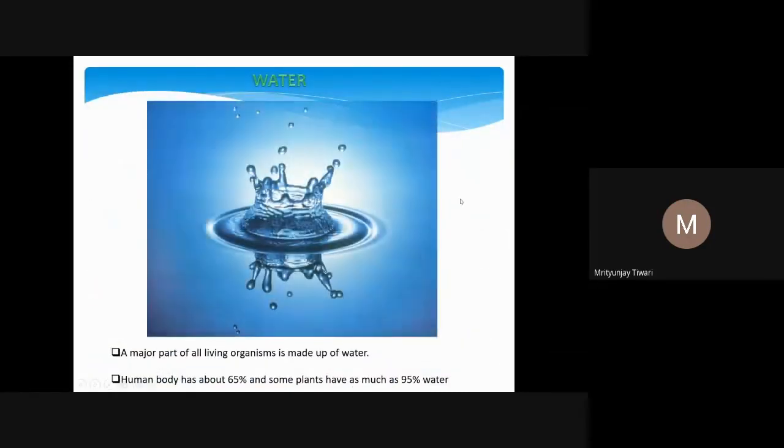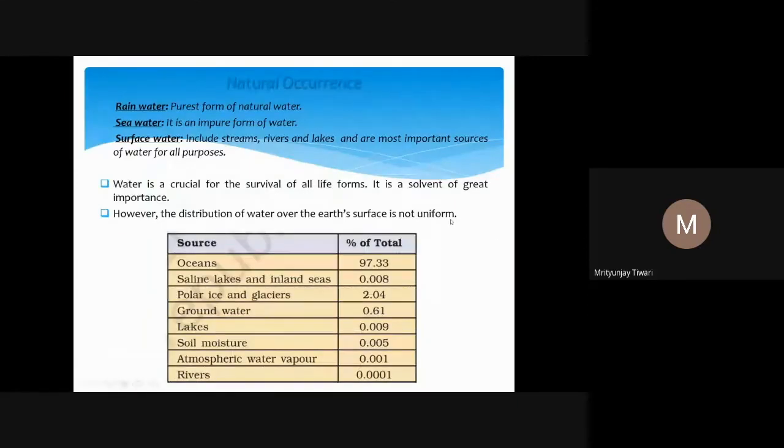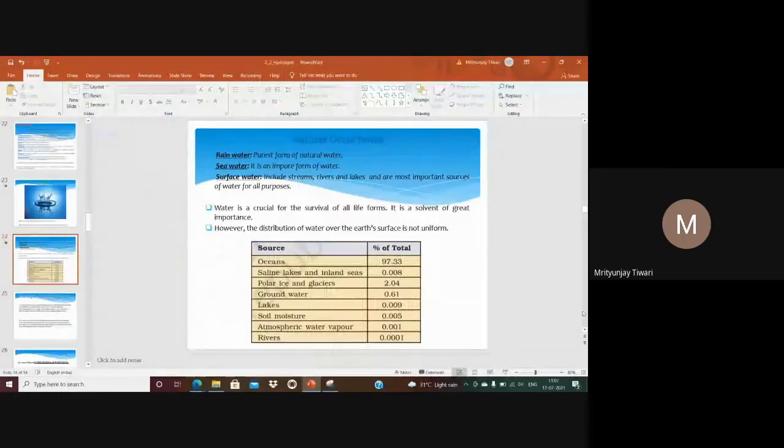I think I should stop here. Water and H2O2, hydrogen peroxide, those things we'll see in our next class.